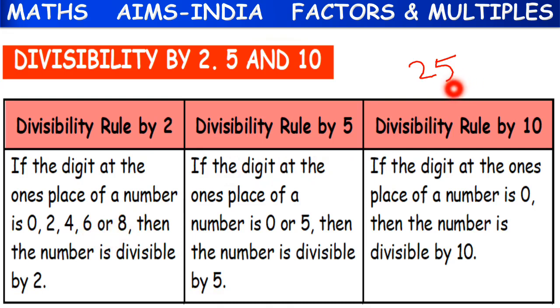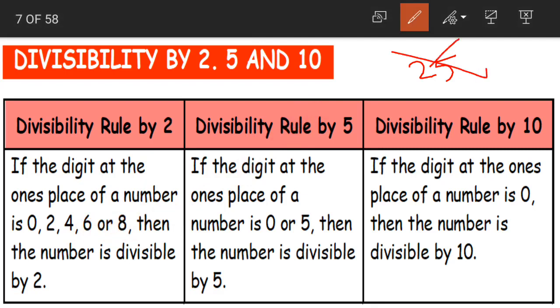Now is this 5 among the given numbers? No. Then the number is not divisible by 2. Yes, here the ones place is not having either 0, 2, 4, 6 or 8. So 25 is not divisible by 2. 25 is not a multiple of 2. 2 is not a factor of 25. Understanding children?